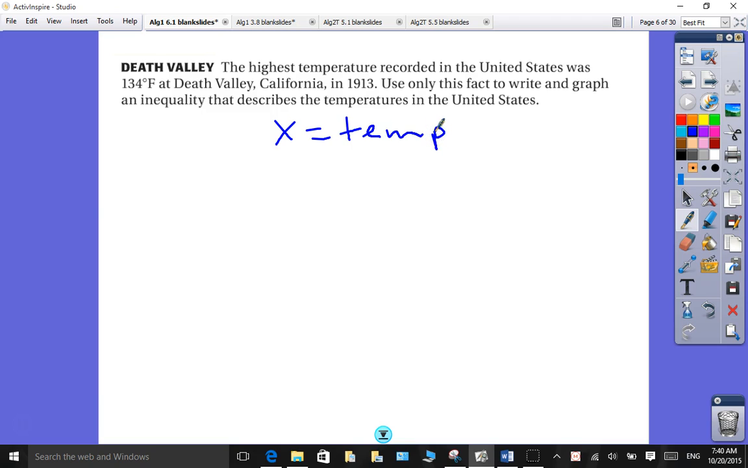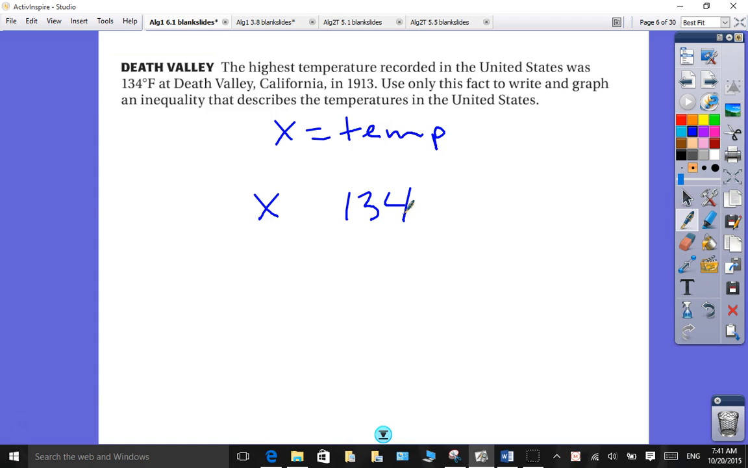It's going to involve a 134. The only question would be, what symbol goes in between those? Are temperatures less than, greater than? They're greater than or equal to 134? So temperatures can be 135 and 136 in the United States.